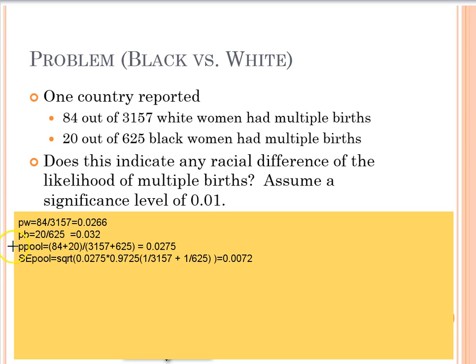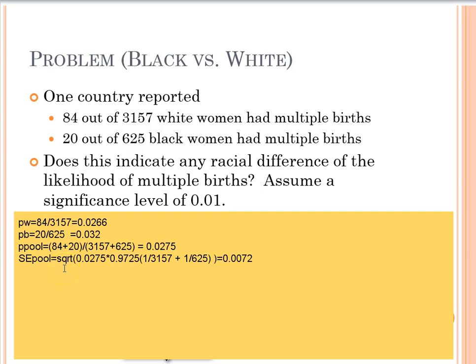The next step is to calculate that pooled proportion, where we assume that the two groups are the same, and so we compile all of the successes, which is the total number of multiple births, and divide by the total number of people that we sampled, both black women and white women. When we calculate that, we get a pooled proportion of 0.0275. We can use that pooled proportion when we calculate our standard error.